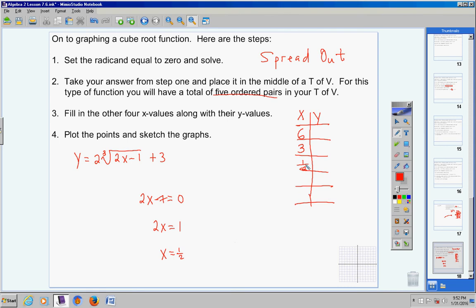Now, from 1/2 going down, the next number is 0. I'm going to go to -2. That's just me, okay? And -5. You could use other numbers and you'd be fine. But I'm kind of spreading it out a little bit.